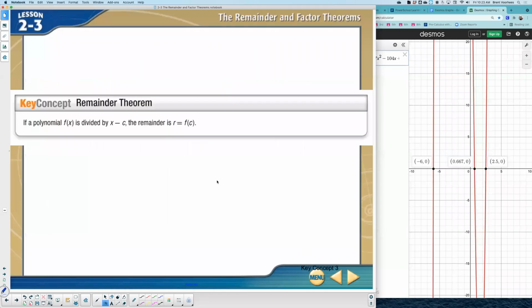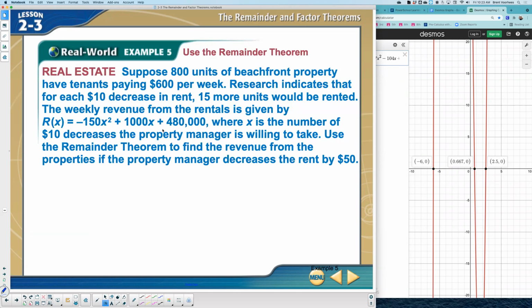All right, now the remainder theorem. What this is, I've been showing you all day, is, I'm sorry. If there is a remainder, it's the same thing as if you would have plugged in. Let me just show you in the problem. This is a real world problem.